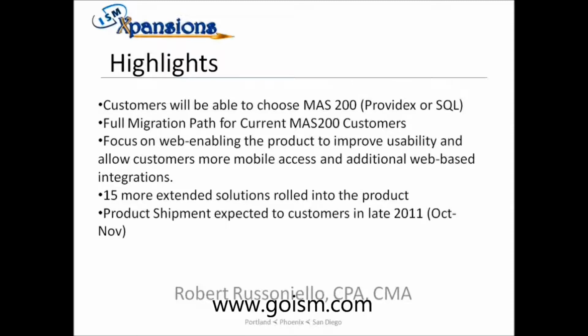Another highlight is Sage's focus on web enabling the product to improve usability and allow customers more mobile access and additional web-based integrations. Sage is going to start integrating more interoperability between Mass and the web, starting with version 4.5. As well, there's 15 more extended solutions rolled into the product. We're going to talk about some of these later on in our session.